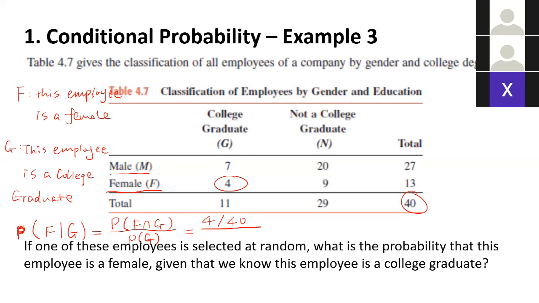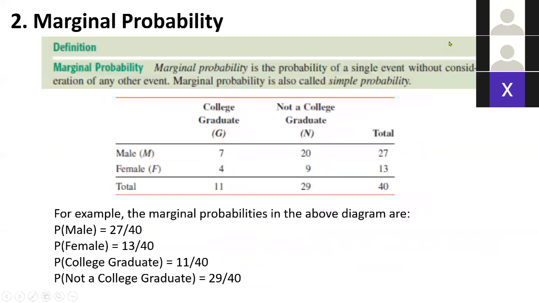Next, let's calculate the probability of this employee being a graduate. How many college graduates are there? There are 11. So the probability that this employee is a graduate is 11 over the total number of employees. So this conditional probability is 4 over 11. Any questions? No? Okay, let's see the next one.